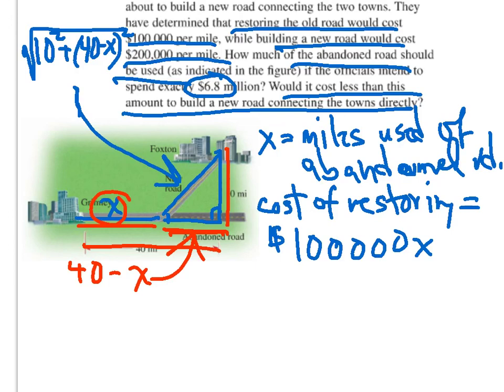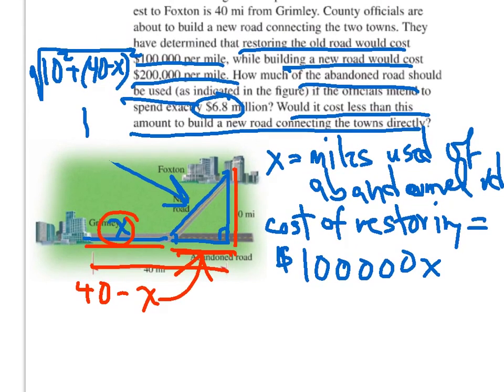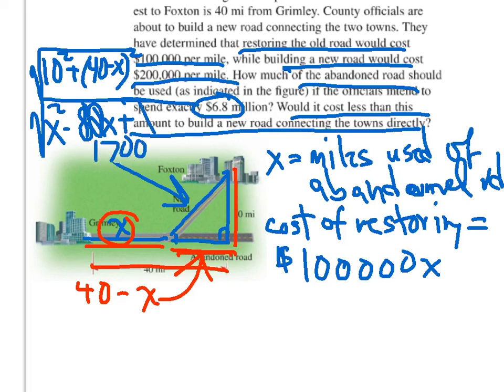should end up with, let me erase a little bit of this so I can do it a little better. If you work out that 10 squared plus (40 minus x) squared, you should end up with x squared minus 80x plus 1,700. So make sure you can do that. That's all inside the square root. x squared minus 80x plus 1,700.